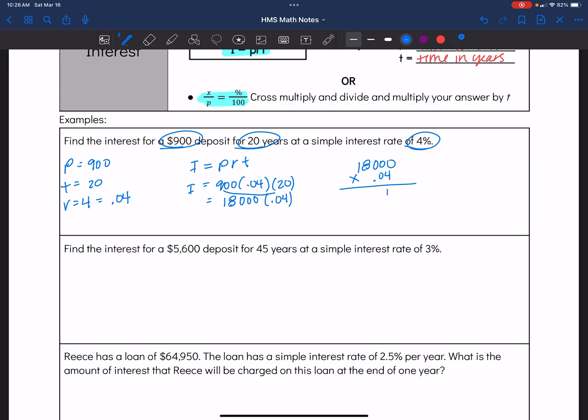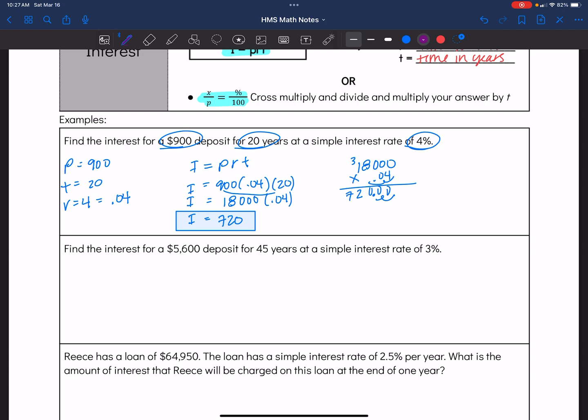So 0 times 4, 0. 8 times 4 is 32. 1 times 4 is 4 plus 3 is 7. And then I'm going to go in twice in my answer. So interest equals 720. And if you're thinking, wow, that's so easy, all I have to do is multiply. You're right, it is so easy. All you have to do is multiply.